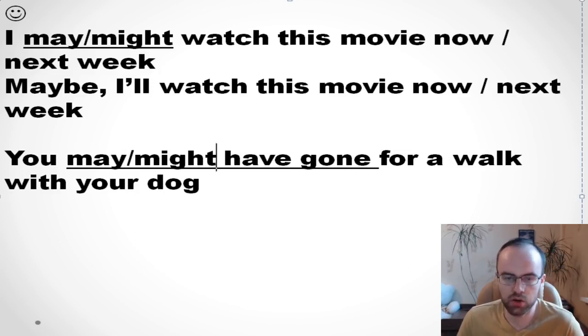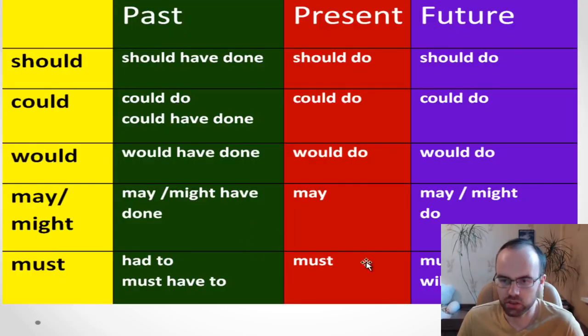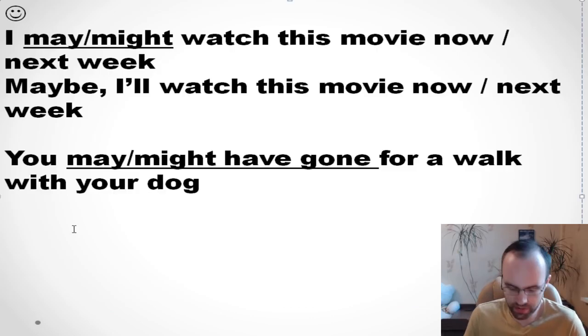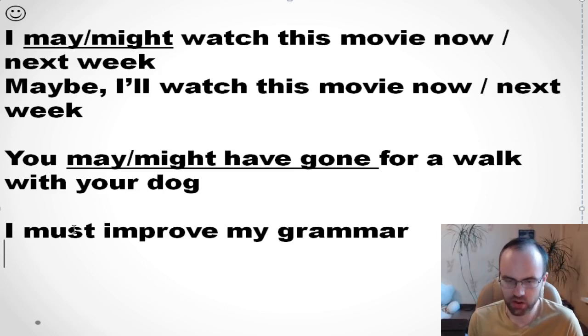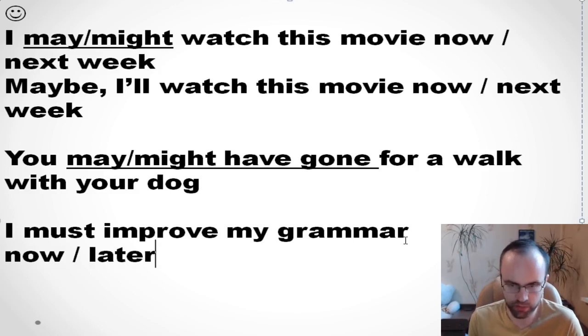Okay? So, right, must. It's more difficult. We use must for the present, like I must improve my grammar. Yeah, what a good idea. So excellent. It's about the present. Talking about the future, I can say I must improve my grammar now, or I must improve my grammar later, no problem.